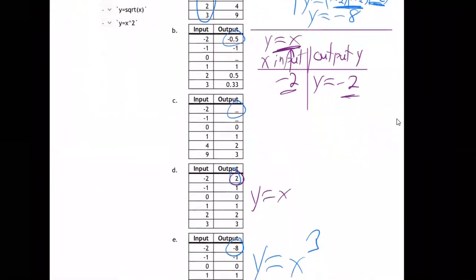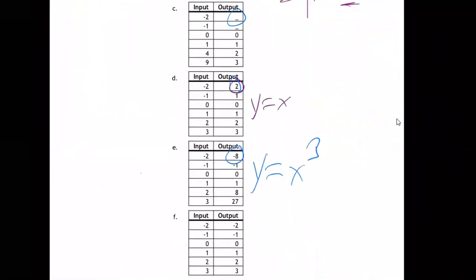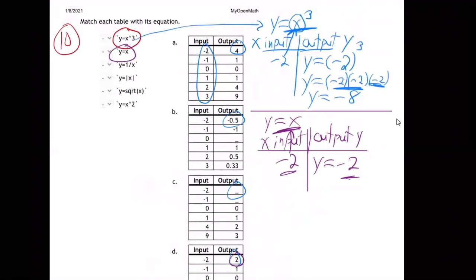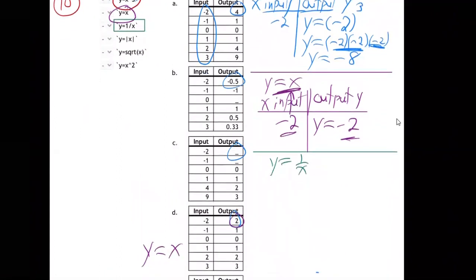Good deal. In fact, why don't I put these answers on the left? So I'll put it over here. Y equals x cubed. Y equals x. So I have room to work on the right still. All right. Let's keep going. So there's the first two. We go on to number 3. Now y equals 1 over x. We'll do input output.